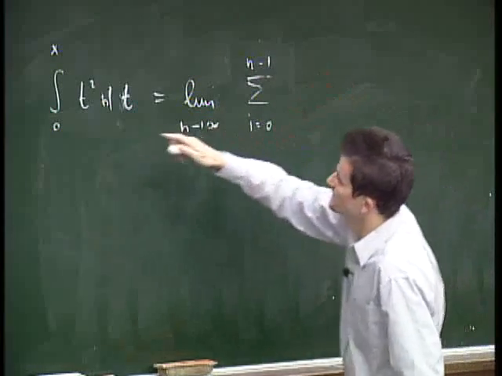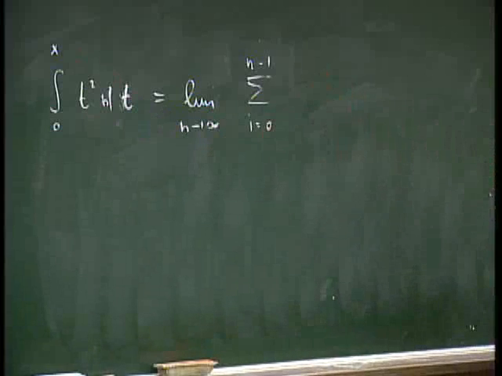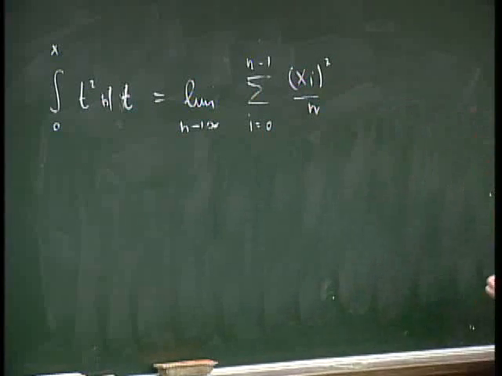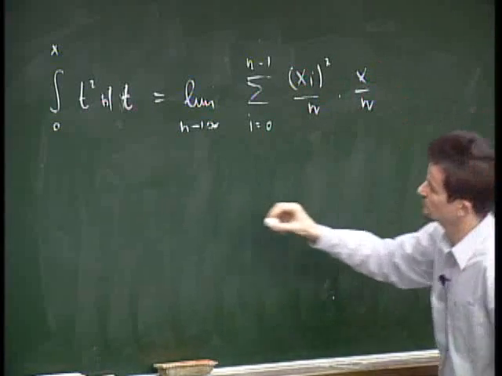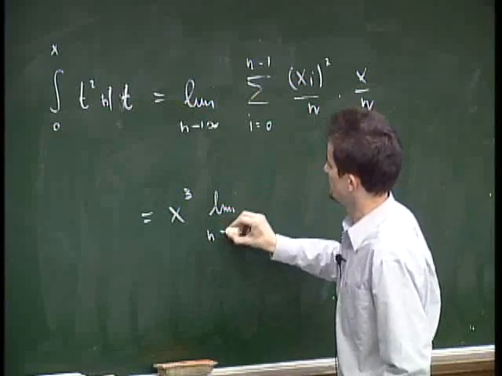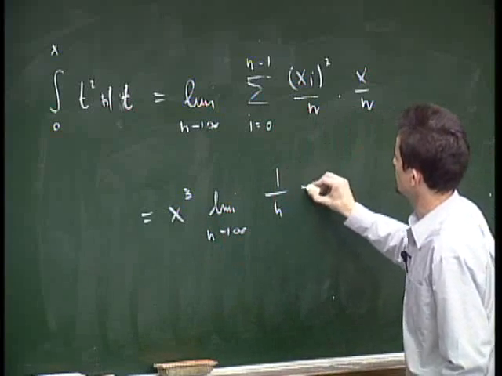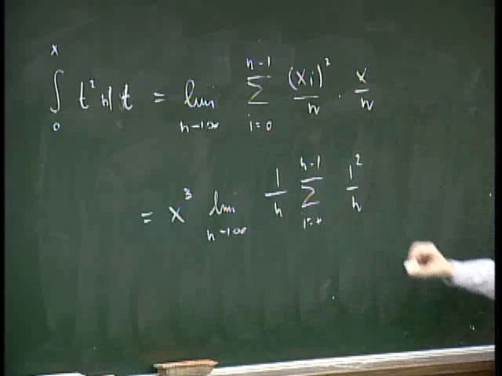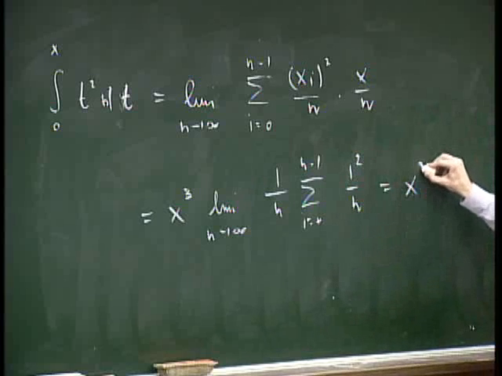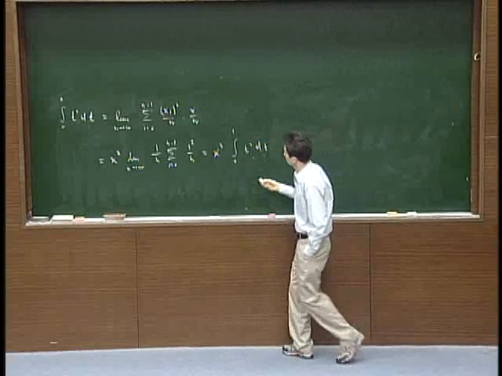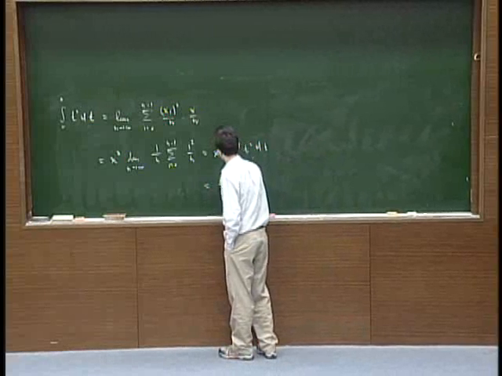And then the delta x in this case is x over n. So what you have is (xi over n) squared, and then you times x over n. Okay, so if you compute this, you can take out the x cubed, which is a constant. And then you have the limit n tends to infinity, and the rest is 1 over n, sum i from 0 to n minus 1, (i over n) squared. But this you can write back as the integral from 0 to 1, t squared dt, and this is something we computed already. So you see what you get is x cubed over 3.